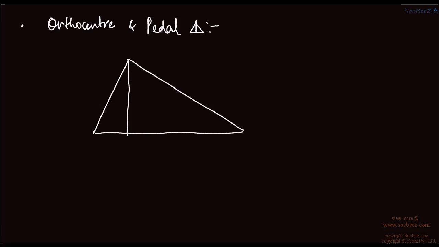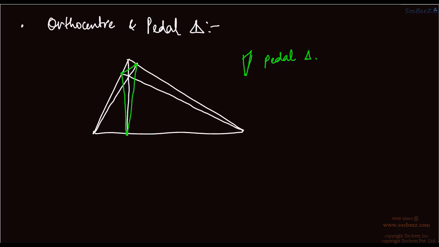Let's say I have made this one wrong. This is one of the altitudes, and this is one of the altitudes. Now, the triangle made using these 3 points as the vertices, this green triangle, is called the pedal triangle. Okay, the triangle made from the feet of all the altitudes.